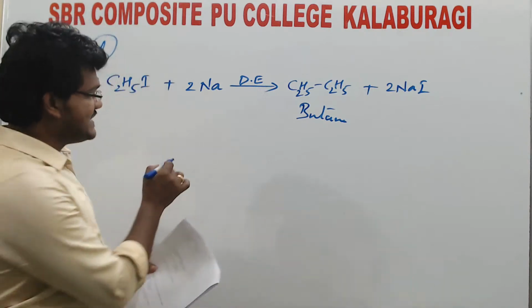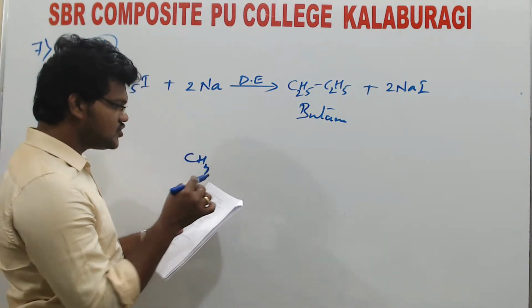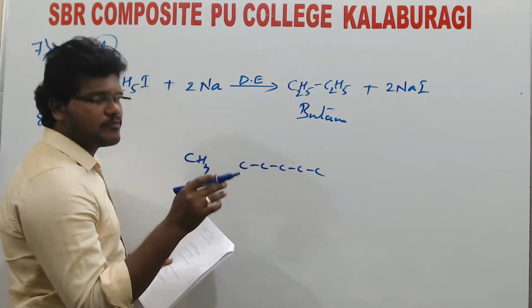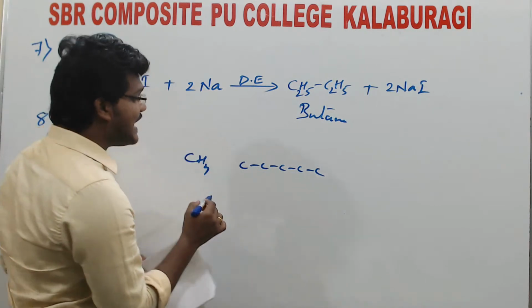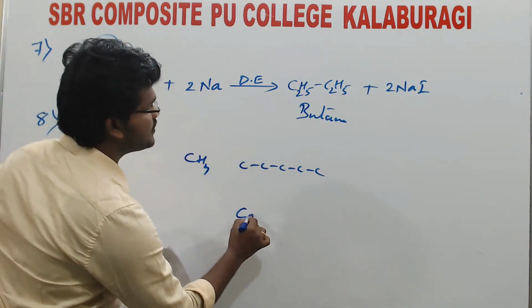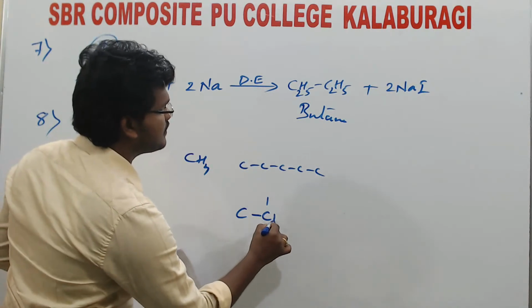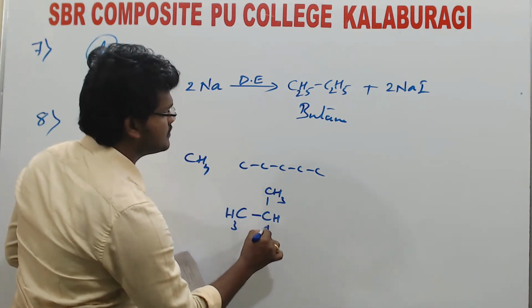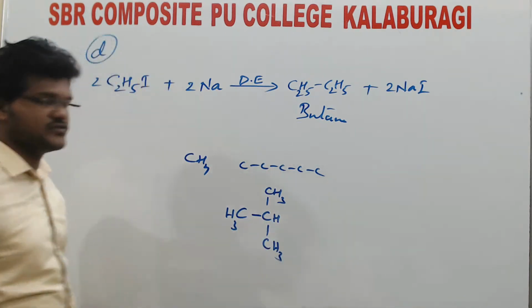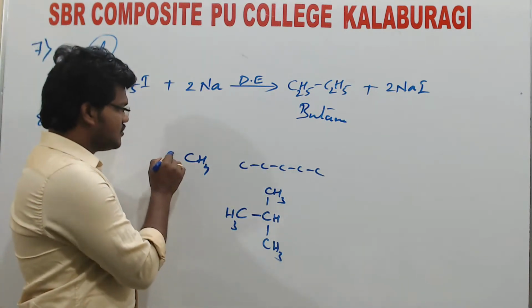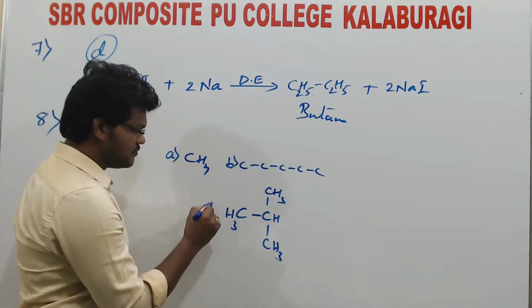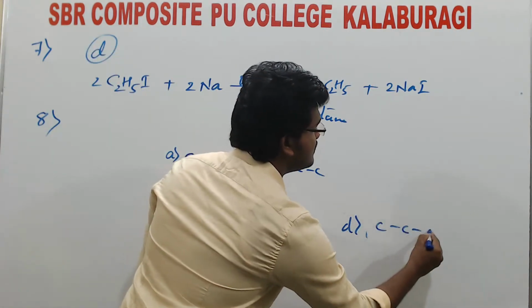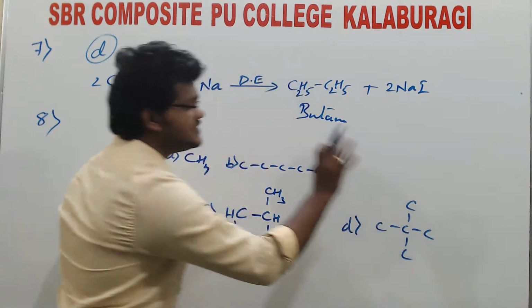See, option 1 is methane, simple. Option 2 is pentane, 1, 2, 3, 4, 5, a normal pentane. Option C is isobutane, this is my isobutane. Methane is option A, pentane is option B, this is option C, isopentane, and the last one is neopentane. There will be 5 carbons. We know this is neopentane.